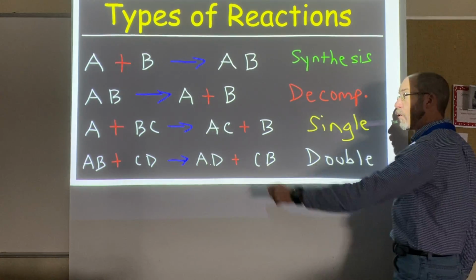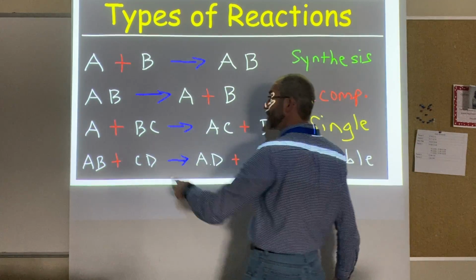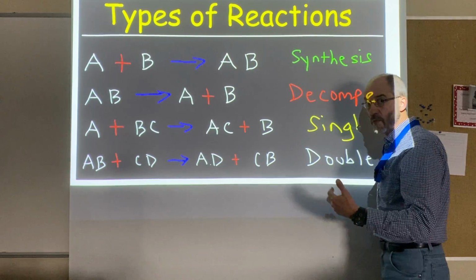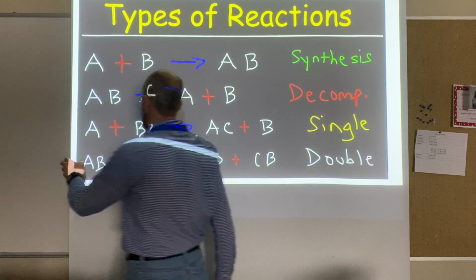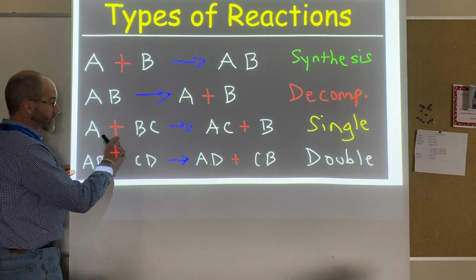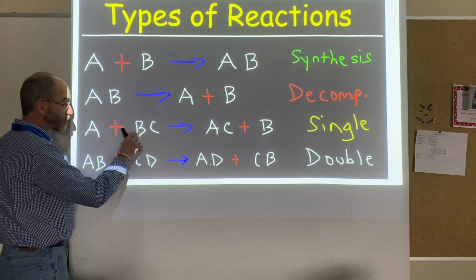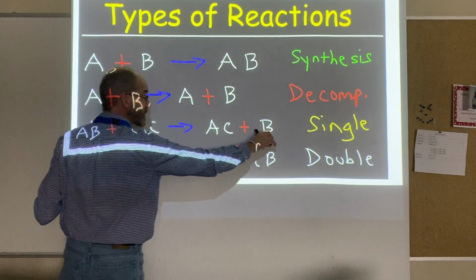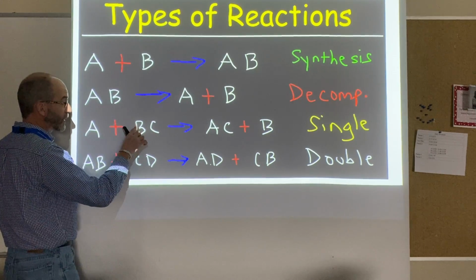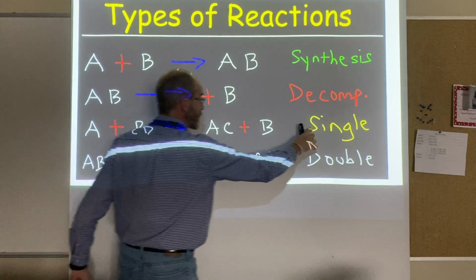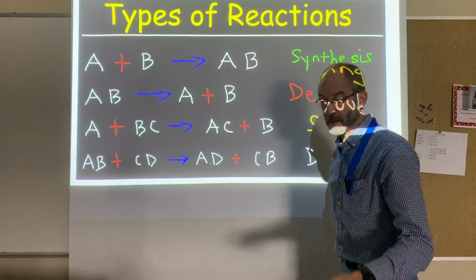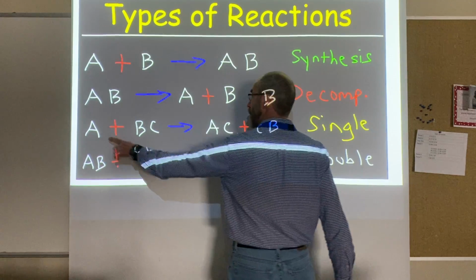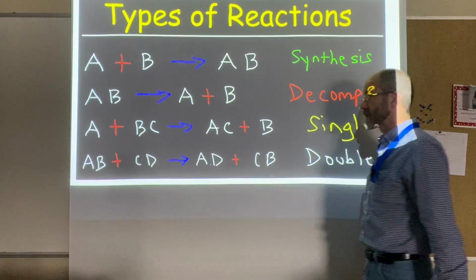All right, what about A plus BC? Well, what do I end up getting? I get AC plus B. Don't overcomplicate it. You can simply tell that A has taken B's place, and now B has been liberated, so to speak, and it is by itself. So this is what we call a single replacement or a single displacement. And what happens when you get displaced? You get knocked out of your seat. So we have a single replacement or a single displacement.